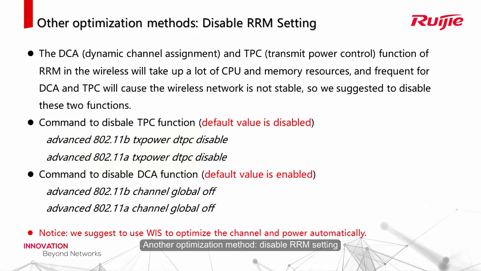Another optimization method, disable RRM setting. When the DCA, Dynamic Channel Assignment, and the TPC, Transmit Power Control of RRM in the wireless device are running, it will occupy much resource of CPU and memory. And if assigned the channel frequently, it will cause wireless network to be unstable. So usually we suggest to disable these two functions, and the commands are shown in the slide. Notice, we suggest to use these to optimize the network automatically.